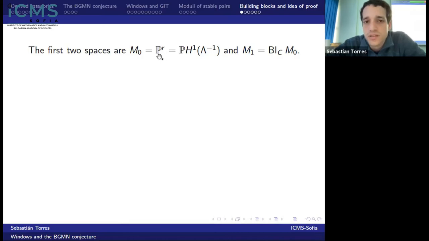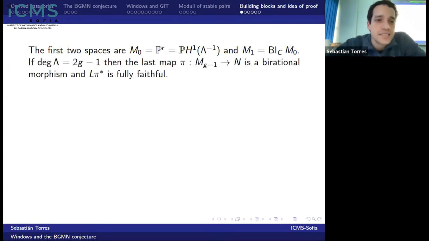M0 is a projective space. M1 is a blow up of an embedded copy of the curve itself. And let's say that the degree of lambda is 2t minus 1, which is odd, of course. So then this last map that I had on the right-hand side of the board is a birational morphism in this case, and in fact, the pullback is fully faithful. So I will be able to embed the derived category of N into the derived category of M_{g-1}. So let's do computations for now on these spaces, M_{g-1} and actually M_1.